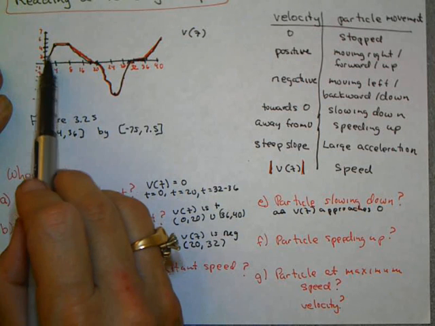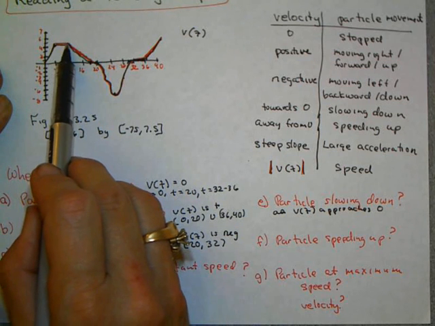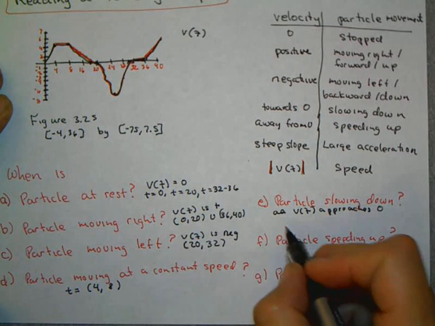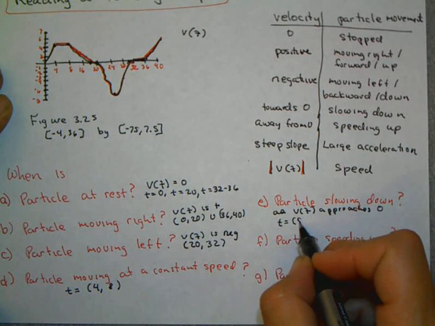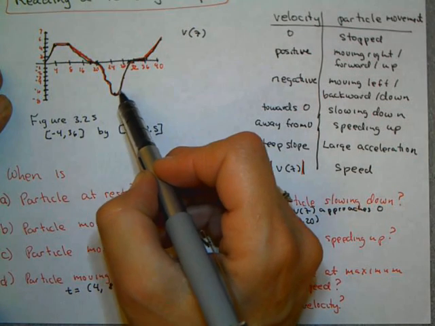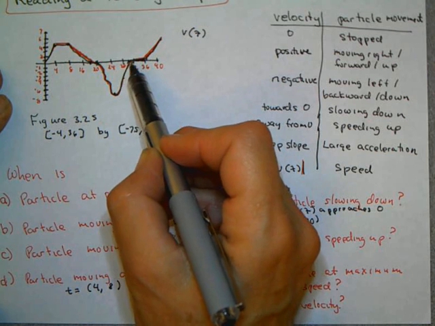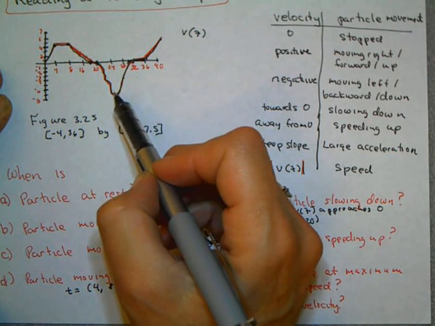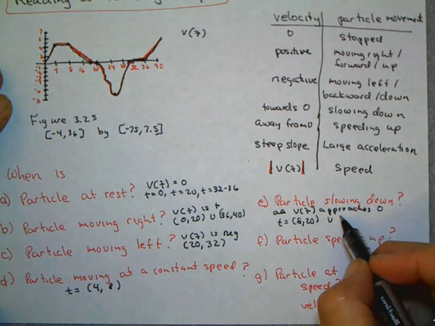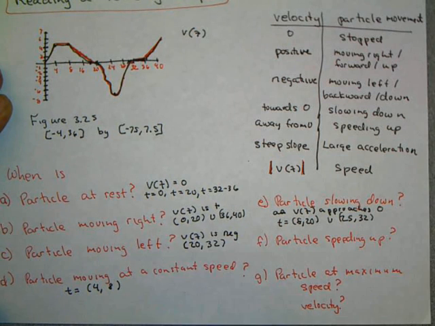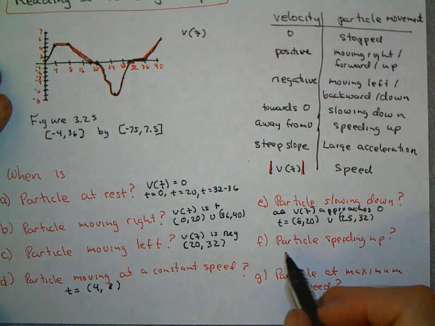When is the particle slowing down? As v of t approaches 0. And that's always moving left to right. So we sped up, we're going along constant, we're slowing down from 8 to 20. And then we're speeding up again. We're slowing down here. Notice we're approaching 0 from maybe 25 to 32.